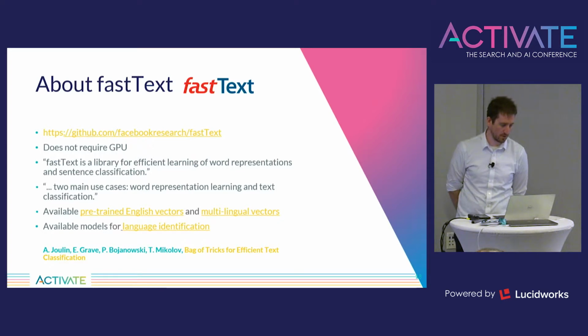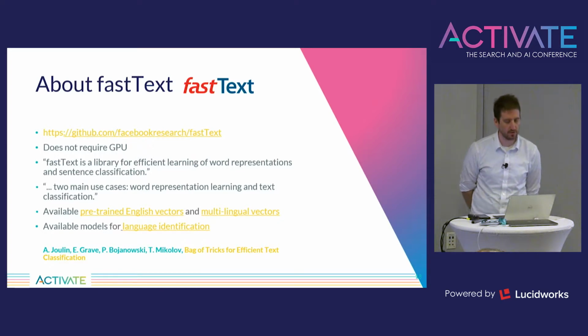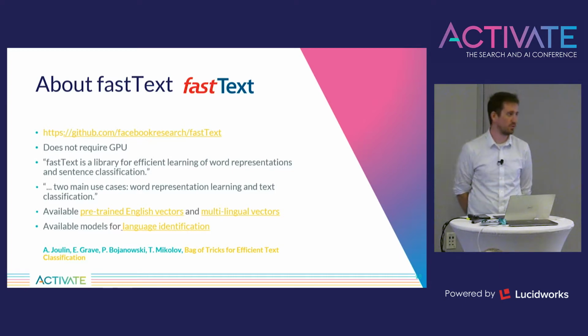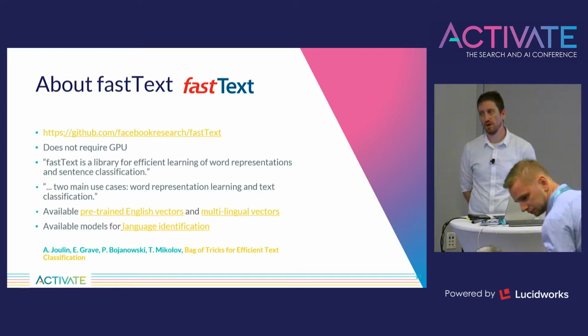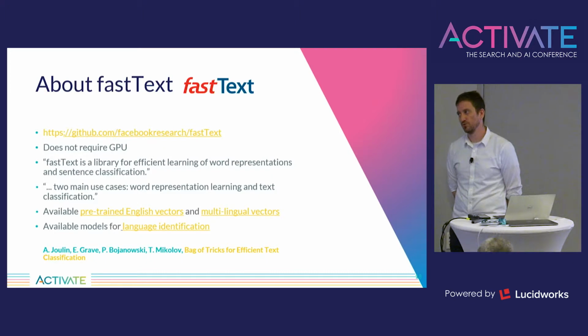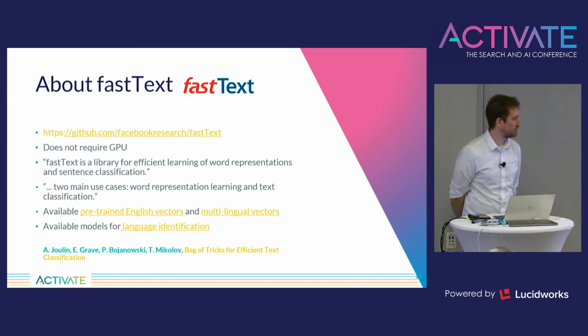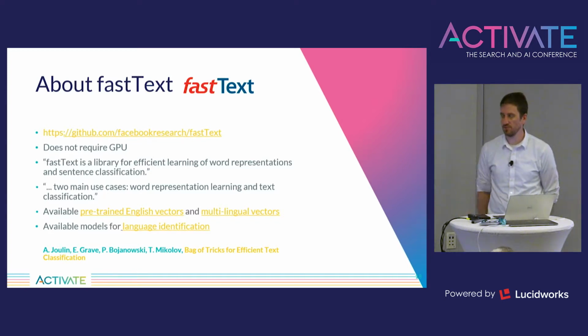They have pre-trained English vectors and multilingual vectors available that you can download from the fastText site to use in your own applications, so that you don't have to train them at all for yourself. There are also models available for language identification. And below it is the citation for fastText.